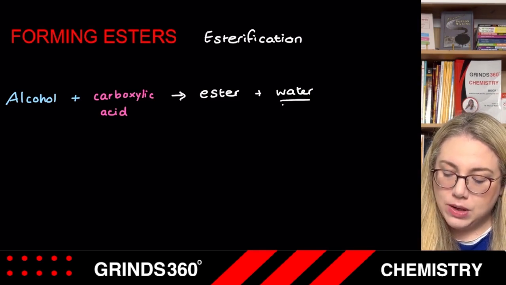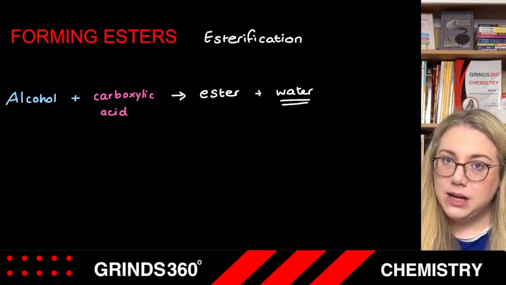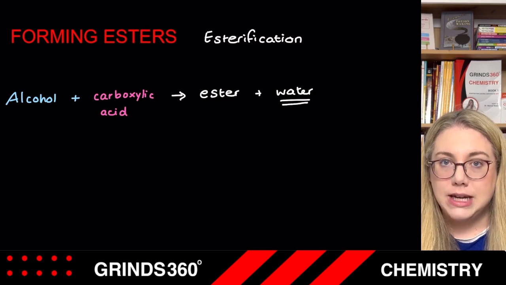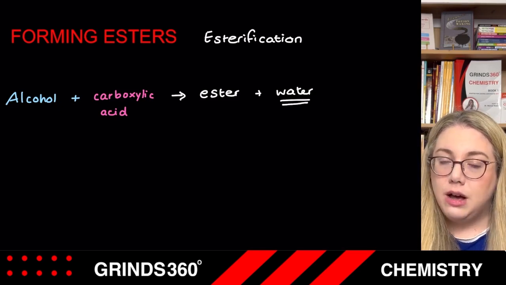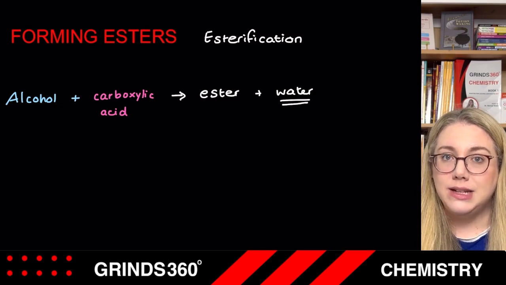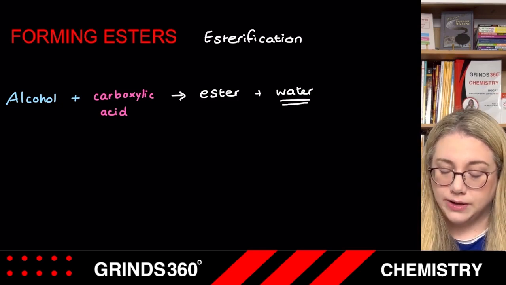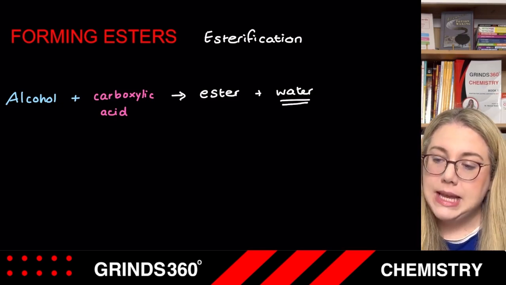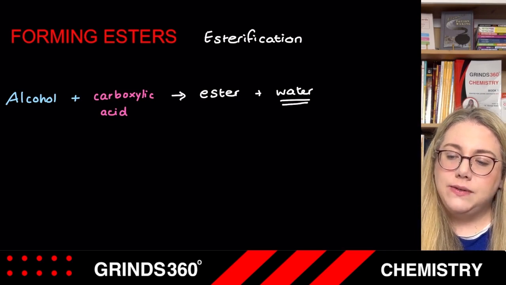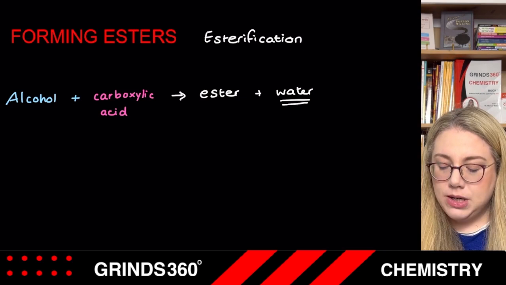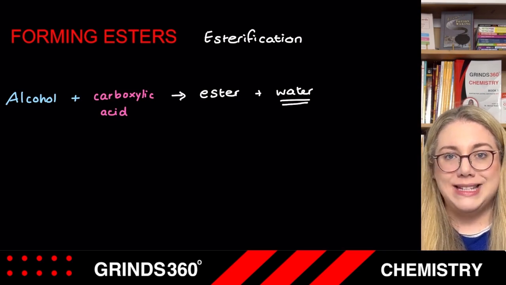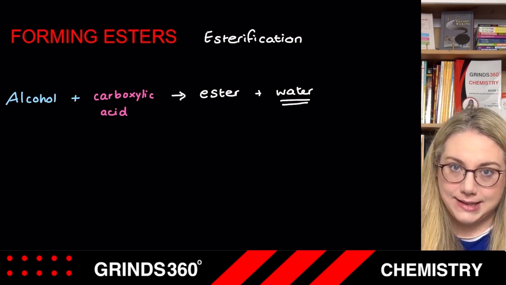Now, it's really important with this that you recognize that the second product formed is water, because quite often you are asked to draw the products of this reaction, and 9 times out of 10 students forget to draw the water. So don't forget that. Now for this, I want to have 2 different coloured pens as we're going through this, because I'm going to show you where the alcohol attaches onto the carboxylic acid.